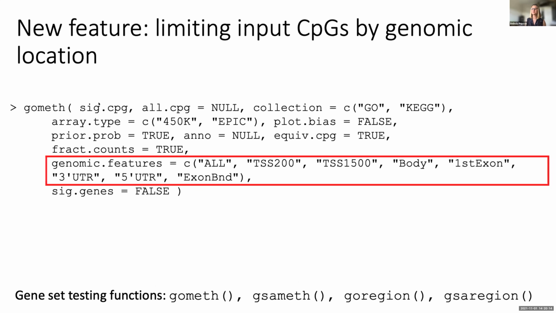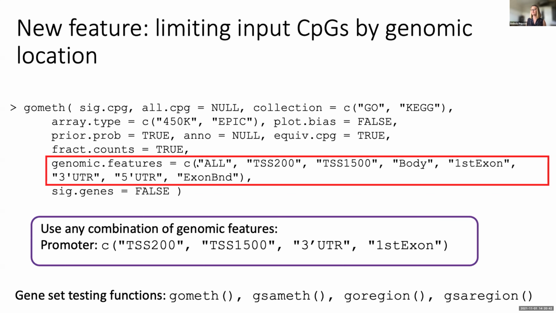And basically with GOMETH, the minimum data that you have to put in is the significant CpGs. So if you've done your analysis on an EPIC array, or 450K, I think that is the default, and you have 2000 significant CpGs, you can just run GOMETH with the 2000 CpGs, and it will run the analysis for you. But you can modify bits and bobs, and one of them is the genomic features.